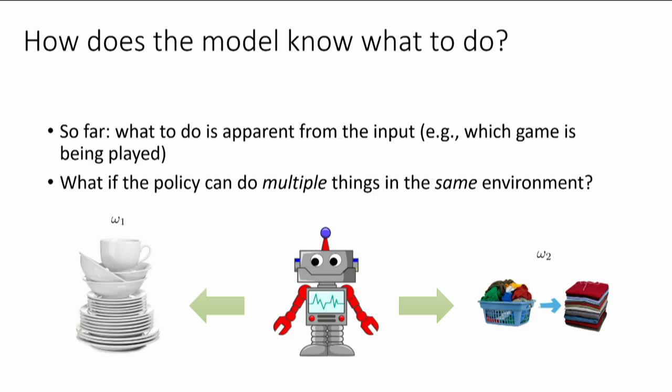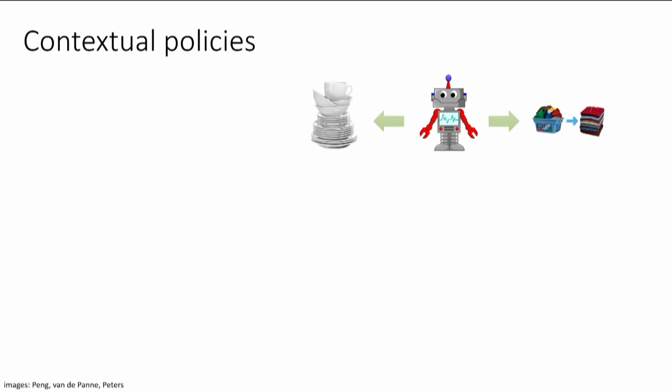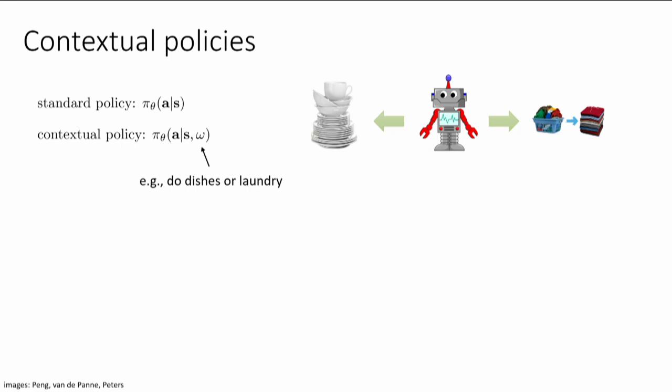So we can say that in this task, there's some additional context, which is what you're supposed to be doing. There's a context omega-1 for dishes and omega-2 for laundry. And instead of training a standard policy that predicts an action conditioned on a state, you train a contextual policy that predicts an action conditioned on a state and a context. It's a very simple idea. The context just tells you which task you're supposed to do. And this is exactly equivalent to a regular RL problem where you've simply modified the state space to concatenate the context at the bottom. So you're just solving a problem with a different state space where the context is now added to the state.